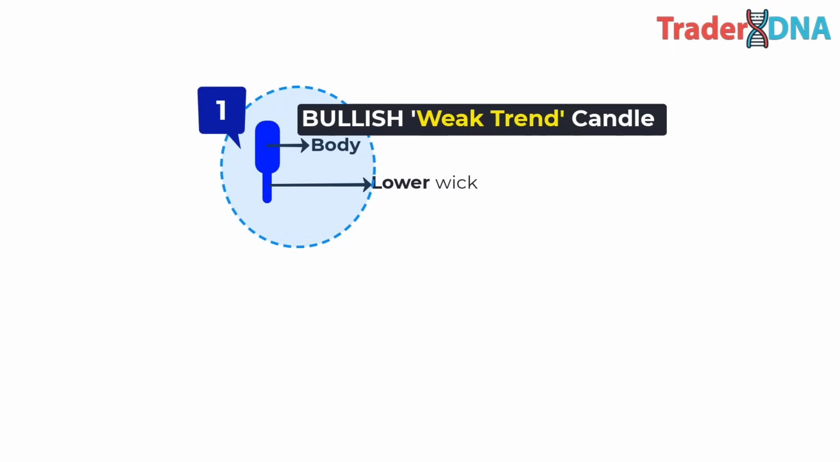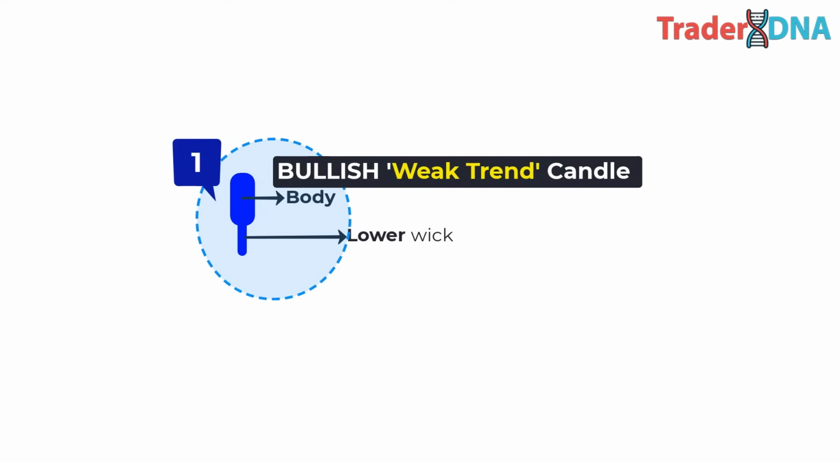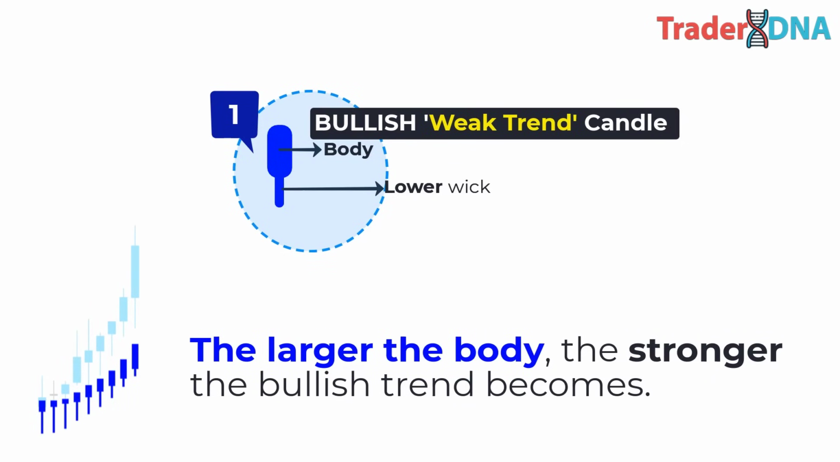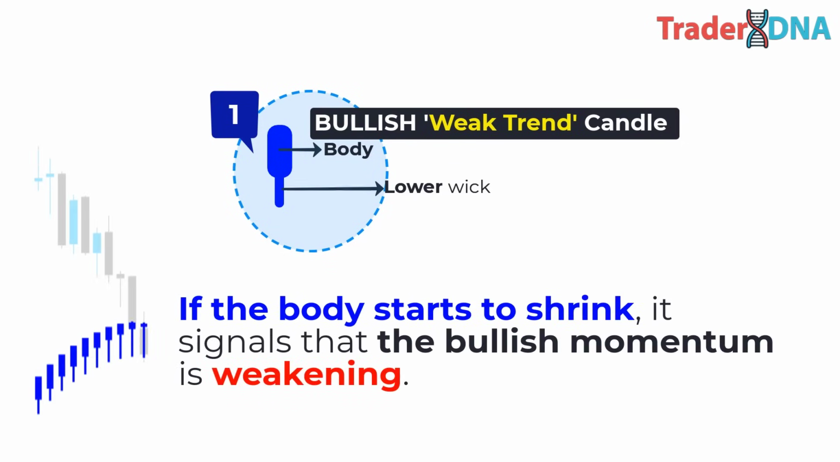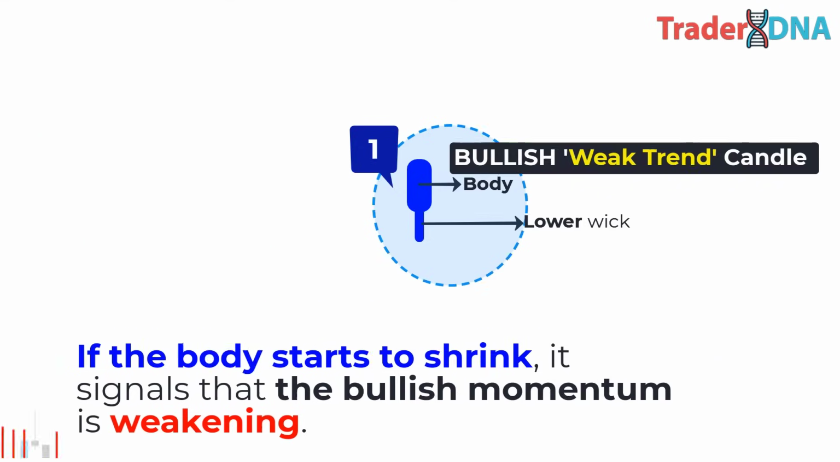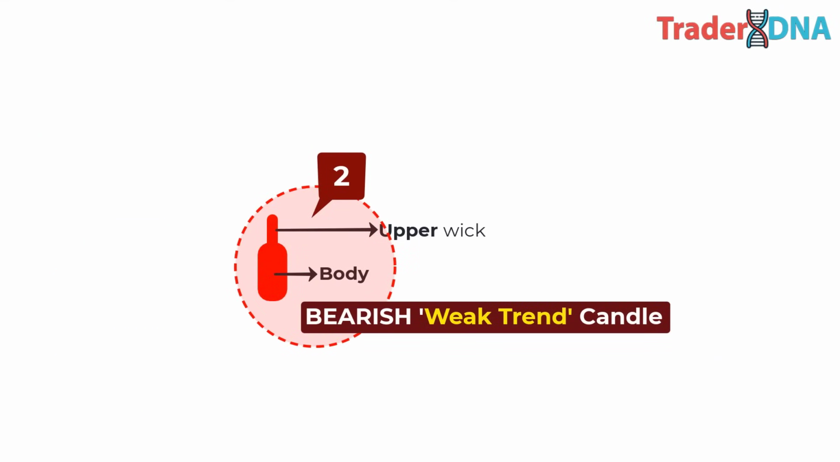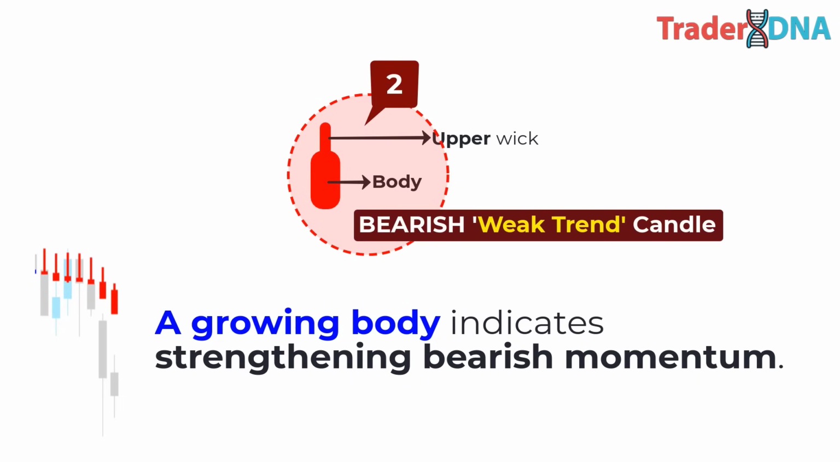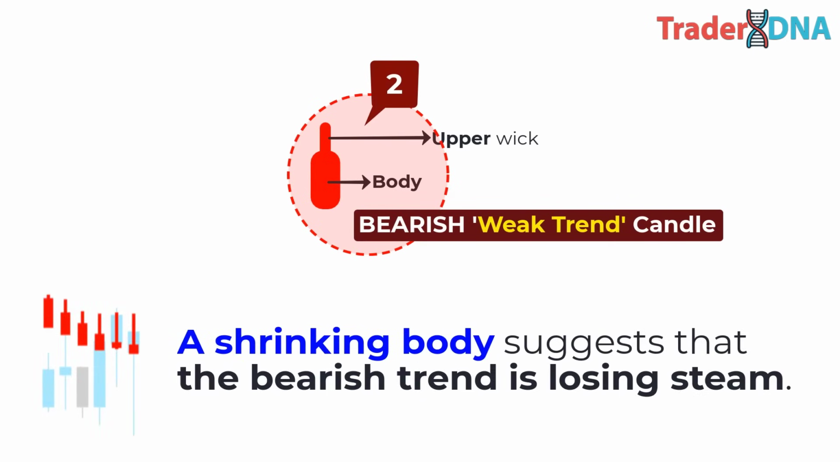Bullish weak trend candle. A bullish weak trend candle is identified by a small body with a lower wick. The size of the body can expand or shrink. The larger the body, the stronger the bullish trend becomes. Conversely, if the body starts to shrink, it signals that the bullish momentum is weakening. Bearish weak trend candle. A bearish weak trend candle has a small body with an upper wick. Just like the bullish version, the body size can fluctuate. A growing body indicates strengthening bearish momentum, while a shrinking body suggests that the bearish trend is losing steam.